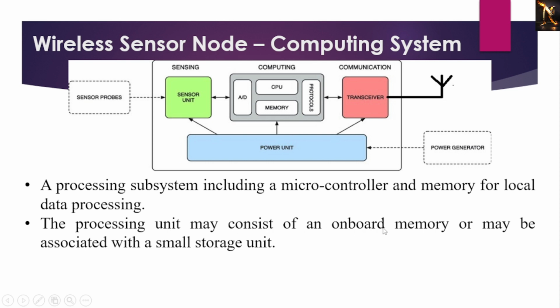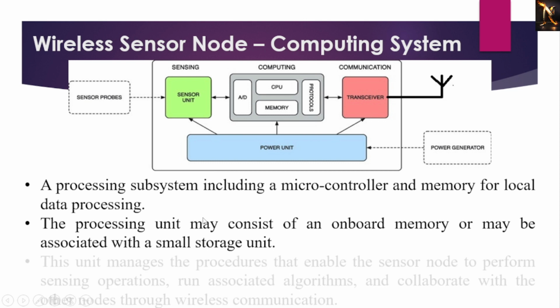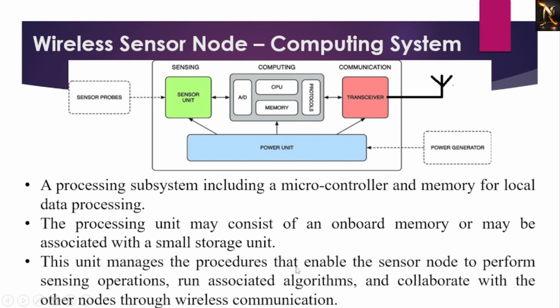Following this, there is a microcontroller and local memory dedicated to data processing. The processing unit might incorporate onboard memory or be connected to a small storage unit. This component oversees the operations, enabling the sensor node to execute sensing tasks, run relevant algorithms, and engage in wireless communication with other nodes.